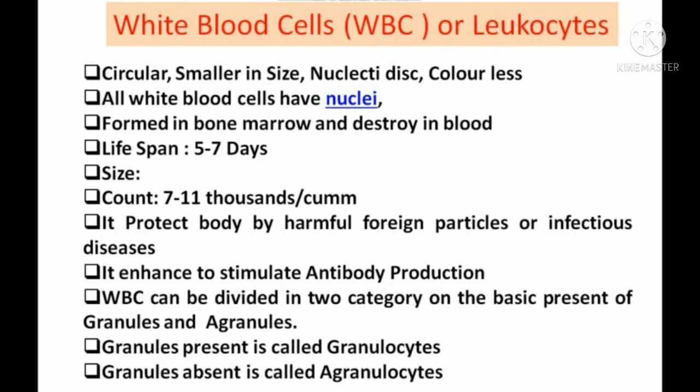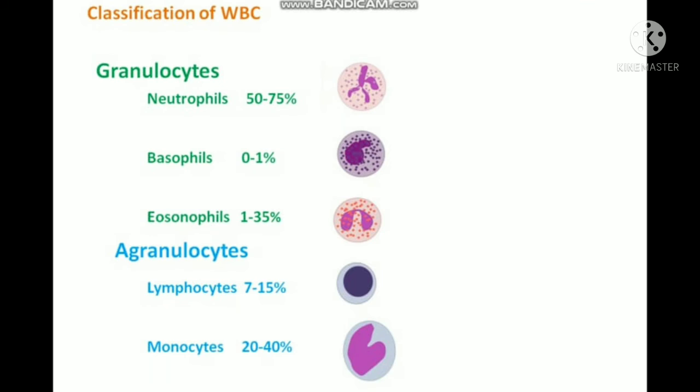WBC can be divided into two categories on the basis of the presence of granules: granulocytes and agranulocytes. Granules present is called granulocytes. Granules absent is called agranulocytes. Now we will learn about the classification of WBC. Granulocytes contain neutrophils, basophils and eosinophils.